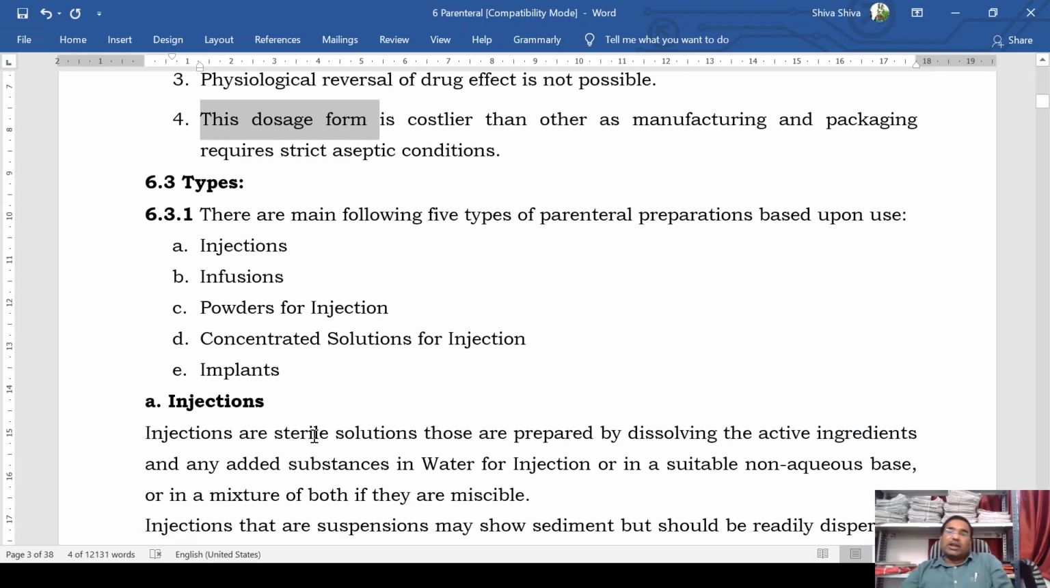Then we have the types of parenteral products. Depending upon different parameters, parenteral products can be classified into different types. First, parenteral products can be classified depending upon their use into the following types. Injection is there, infusion is there, powder for injection is there, concentrated solutions for injection is there, and implant is there. So depending upon its use, these products are classified.